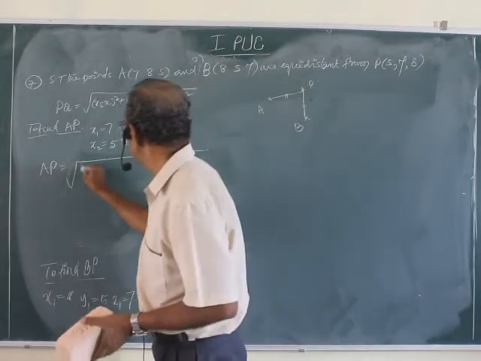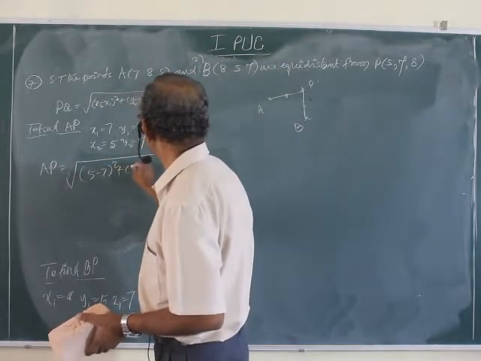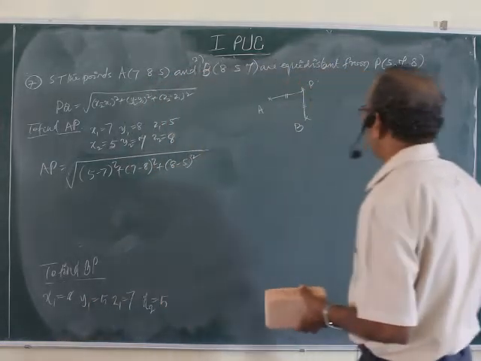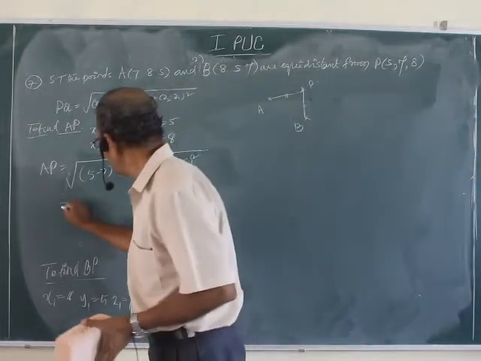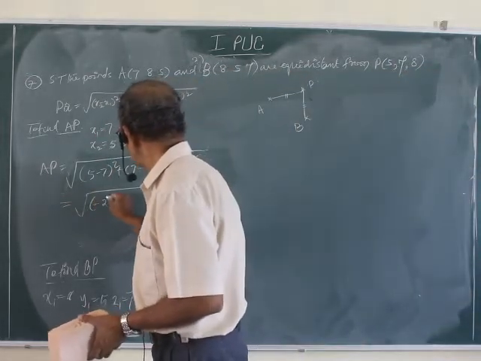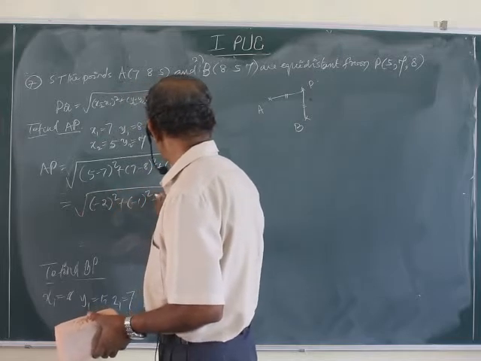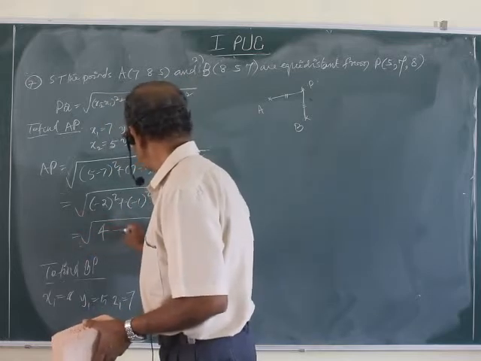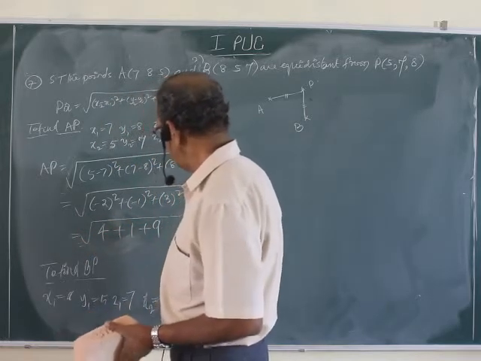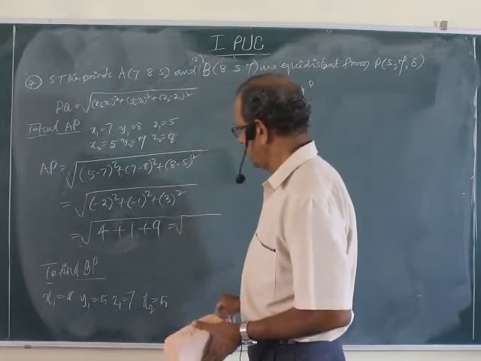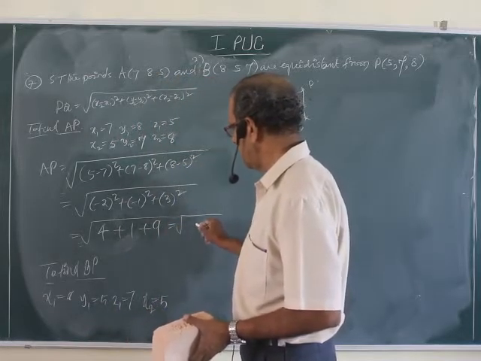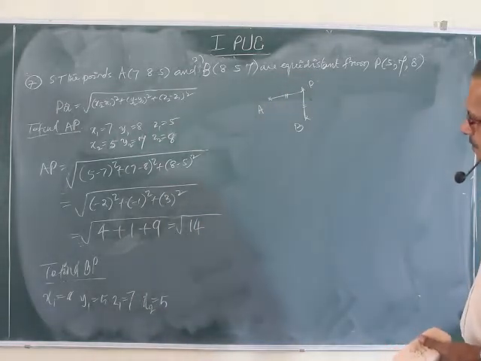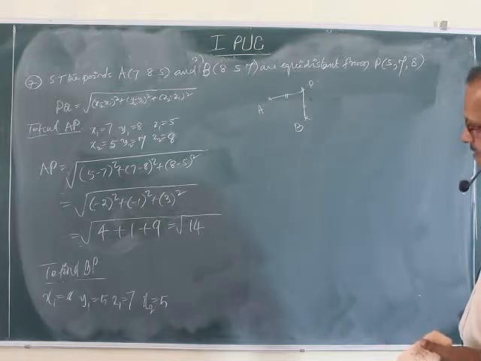Root of how much? Tell me now. 5 minus 7 whole square, 7 minus 8 whole square, 8 minus 5 whole square. 5, 7, 8 correct. Equal to root of minus 2 square, minus 1 square, 3 square. Root of 4, 1, 9. Equal to, no doubt it is 14. Now distance between BP, again see correctly, 8, 5, 7, correct.